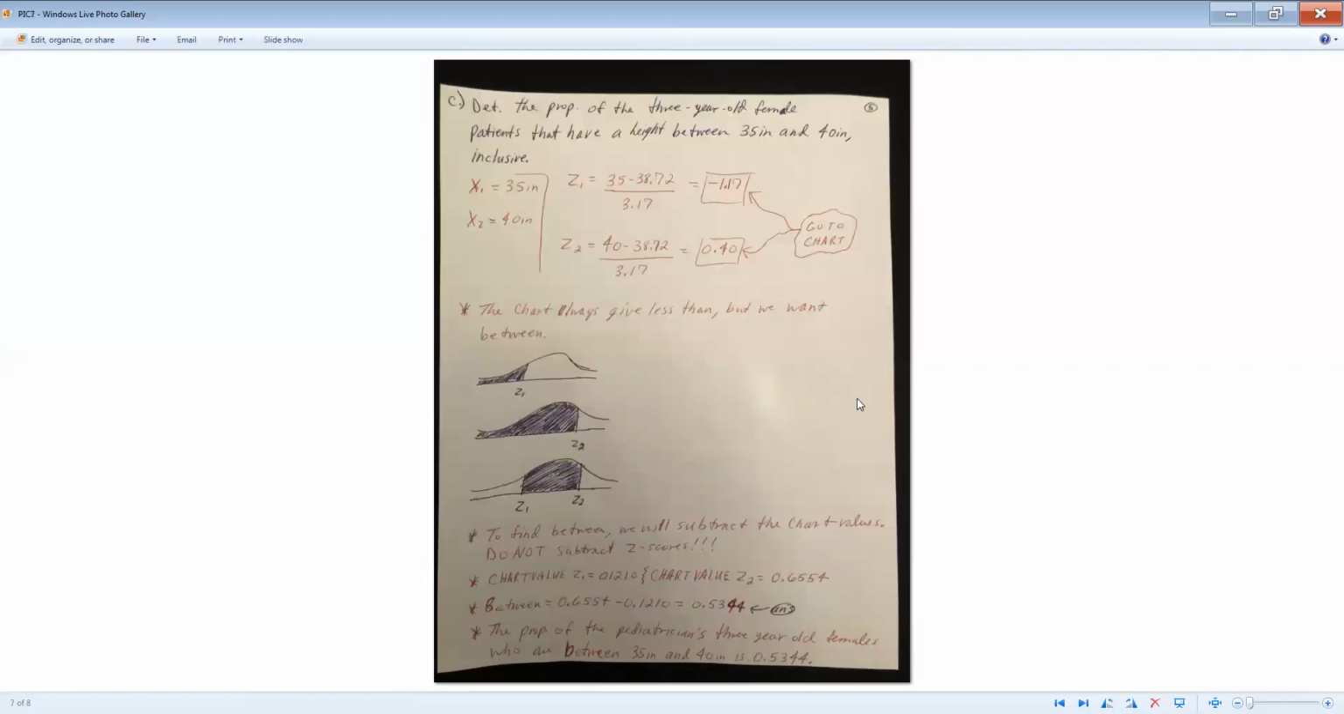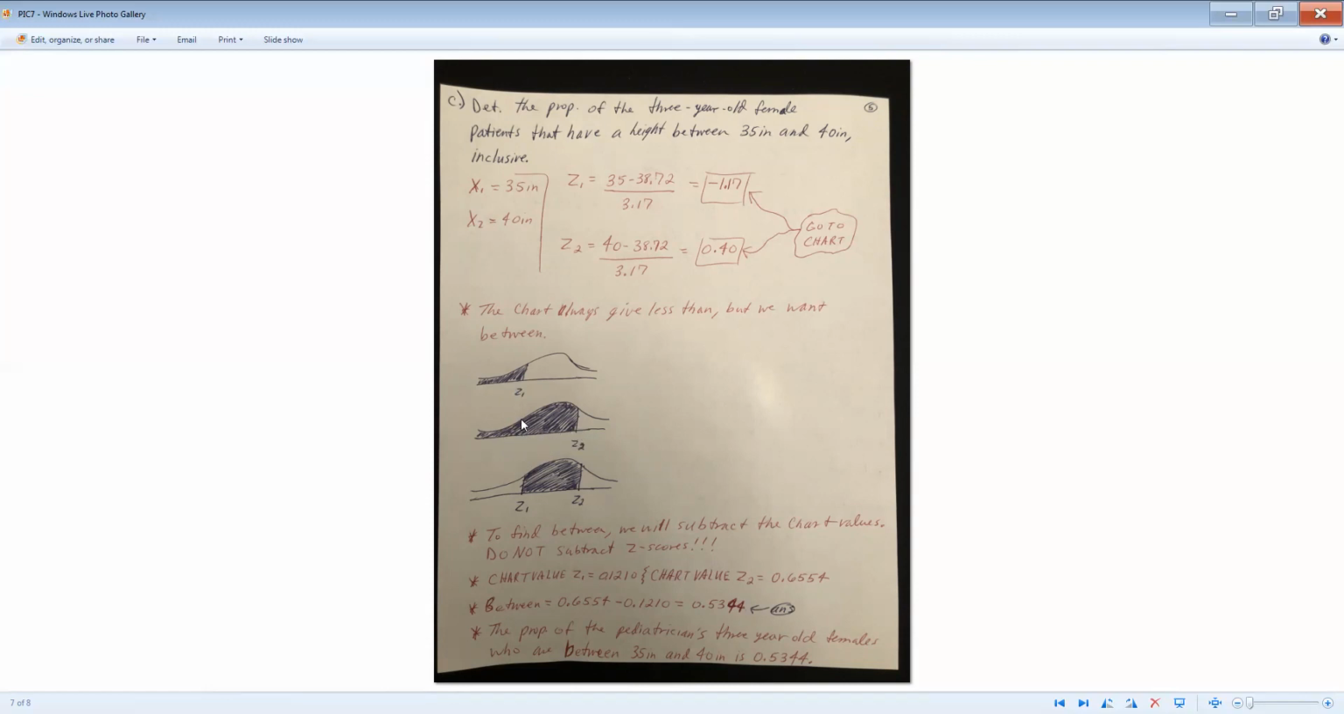One more example. Determine the proportion of 3-year-old female patients that have a height between 35 and 40 inches. So this time we're talking about between. So we have two different data values that we're doing our comparison to. So we find a z-score for each one of those individually. The first one gives us negative 1.17. The next one, 0.40. So we go to the chart for both of them. Now the chart always gives less than. So if I look at the first z-score, I'm looking at this type of shading. Looking at the second z-score, it's still to the left, but it's just greater.